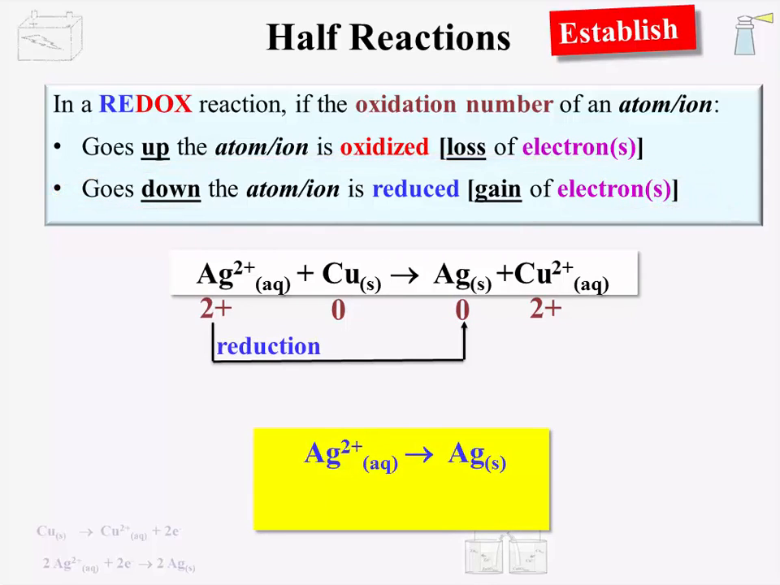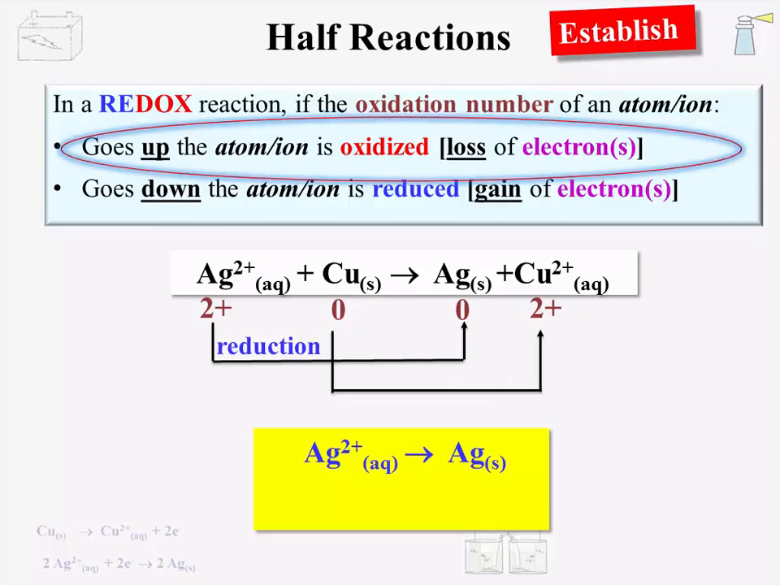Now, looking at the copper, in going from reactant to product, the oxidation number increases from 0 to +2. If the oxidation number goes up, the atom or ion is oxidized. This is the oxidation part of the equation. Pull the copper out and establish a half reaction. A redox reaction broken down into half reactions.